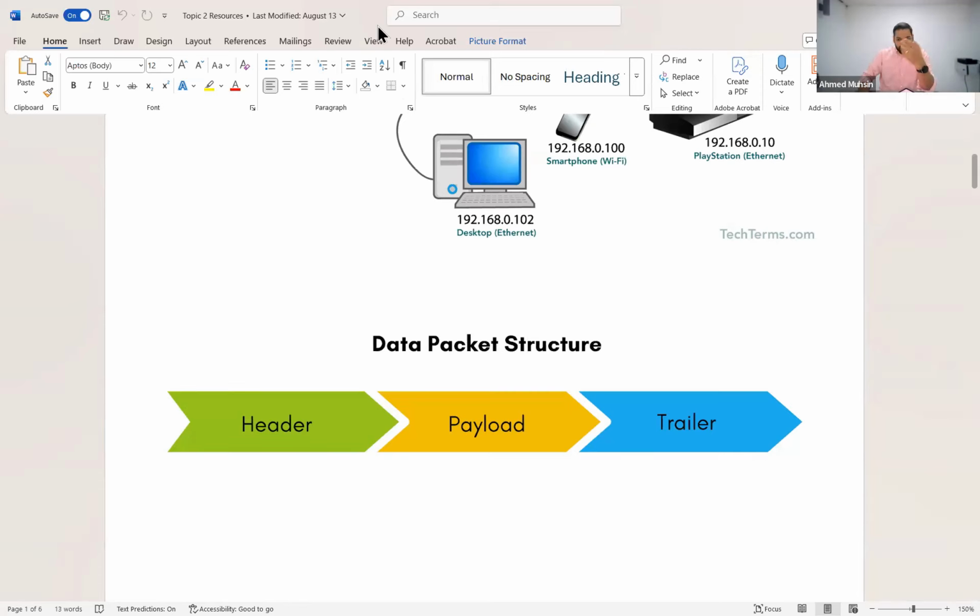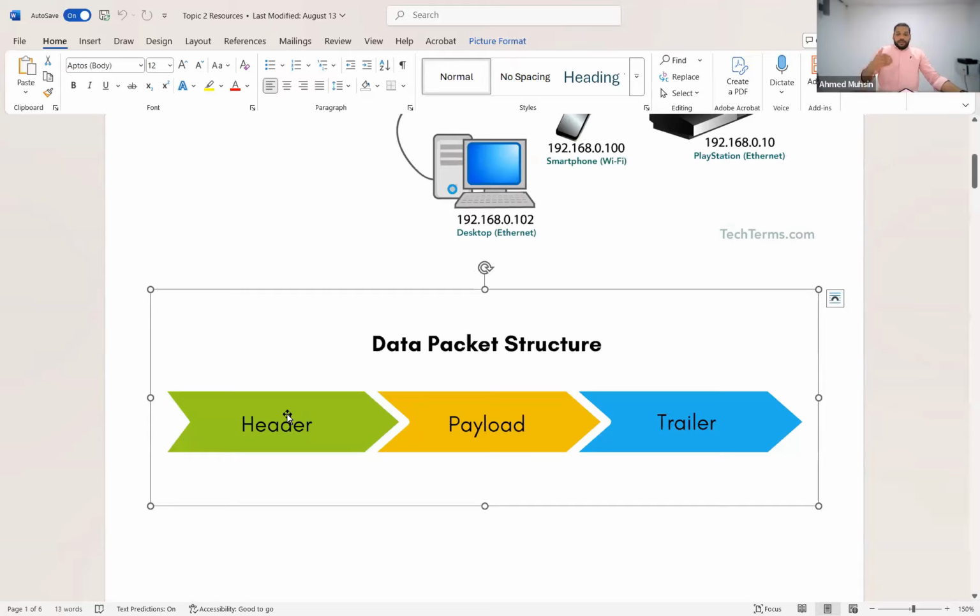So everybody, header, payload, trailer, exactly. So in data packets, guys, inside the header, you will mention a lot of information. One of that information is the MAC address of the sender and MAC address of the receiver. Did you hear what I told you all?